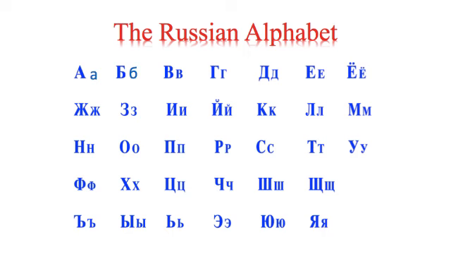There are 33 letters in the Russian alphabet. I will tell you the name of each letter, then the sound or sounds it denotes, an English word which contains an approximate equivalent of the sound, and then you will repeat the sound after me. Difficult sounds for English speakers we will pronounce 3 times.